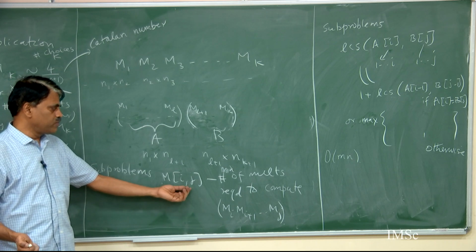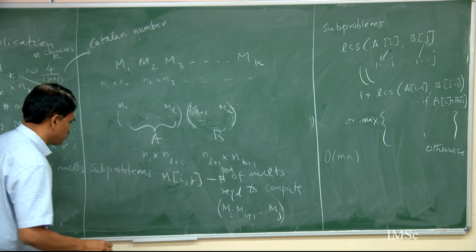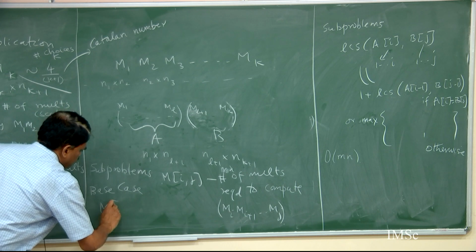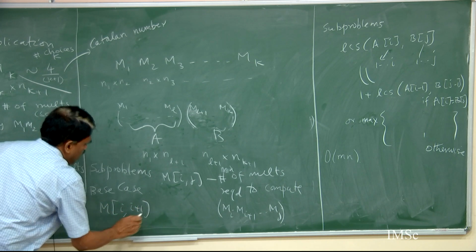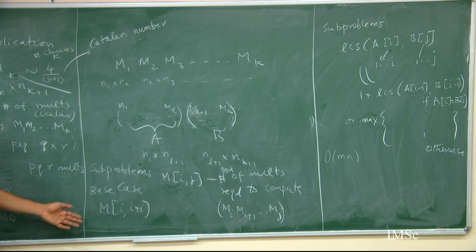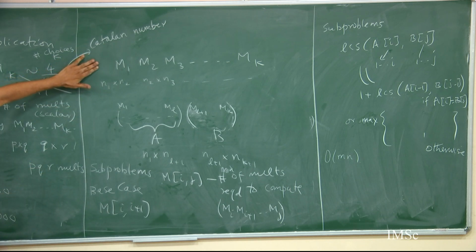The starting point would be when j minus i is 1. The base case is: I have two matrices I want to multiply, I know how much time it takes exactly. There is only one way to multiply, you take the product. This is the base case, and then you build gradually in this increasing value of the difference j minus i. Eventually, the j minus i difference will reach k. How much time does it take?